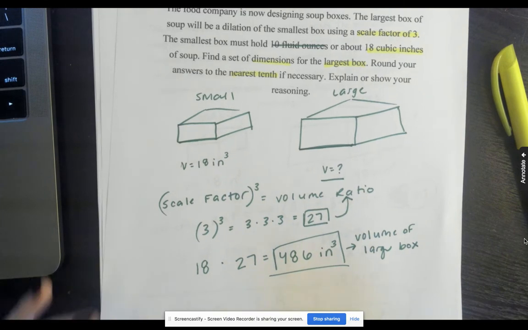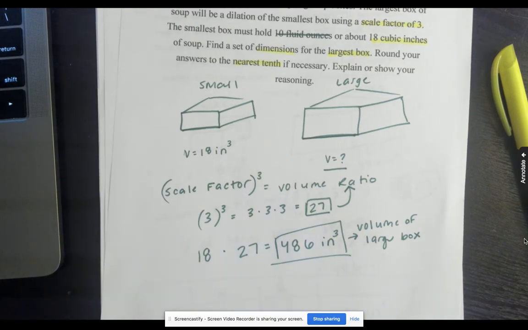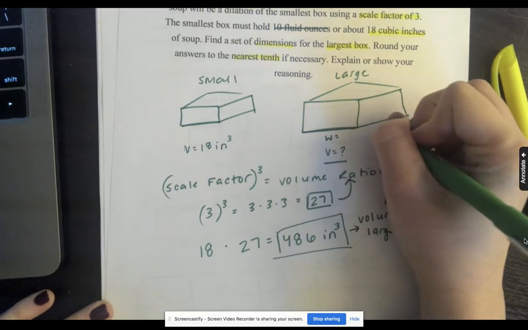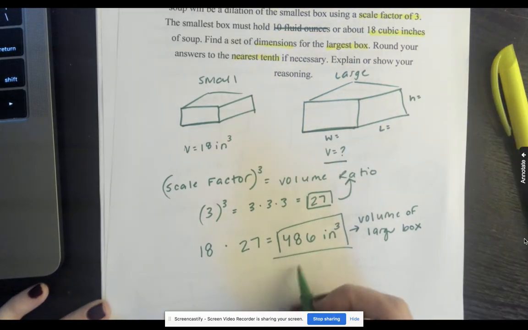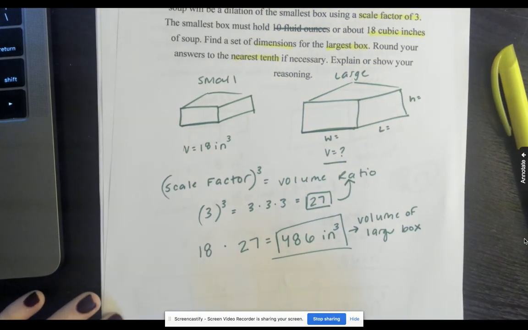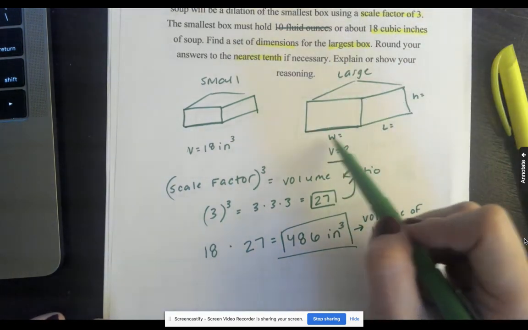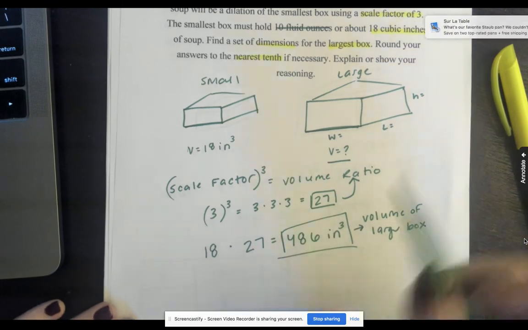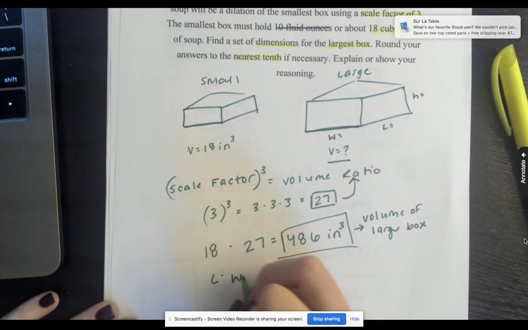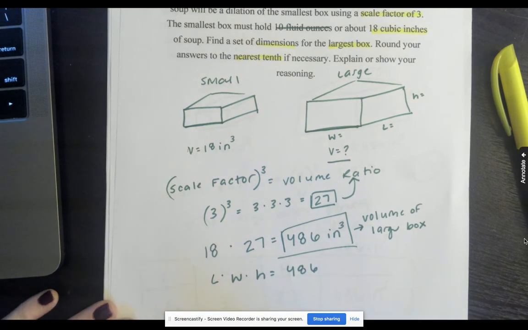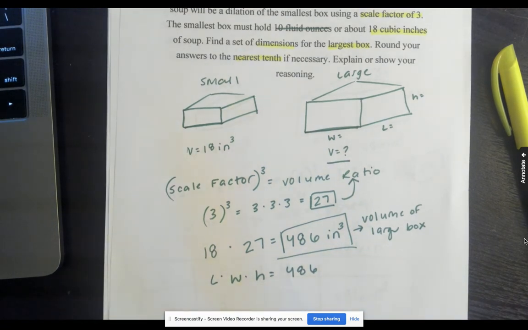Okay, so now the question is, how do I figure out my dimensions? How do I figure out the width, the length, and the height from the fact that the volume is 486? Okay, so guys, if you remember, to find that volume, I multiply all 3 of those together. So I know that length times width times height is 486. So now I just need to find 3 numbers that multiply together to give me 486.